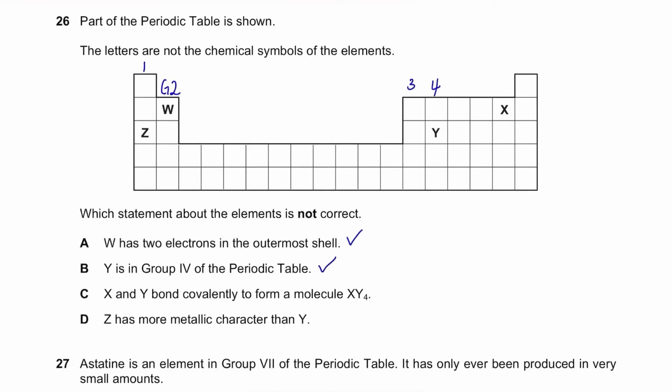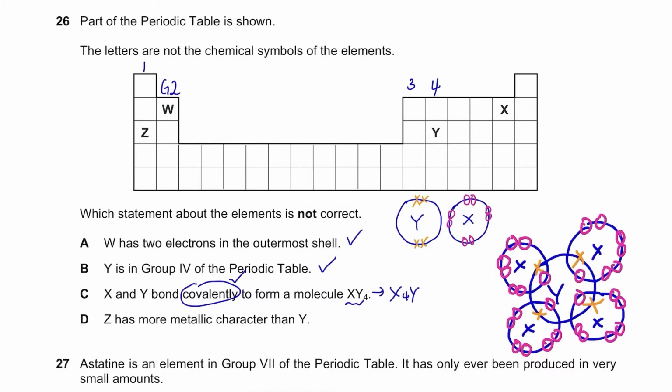C. X and Y bond covalently to form a molecule XY4. Okay, X and Y can bond covalently because one is a metal and the other one is a non-metal. But instead of XY4, it will be X4Y because Y has 4 electrons in the outermost shell and X has 7 electrons in the outermost shell. So you'll need 4 X atoms and 1 Y atom to complete their outermost shell like this.